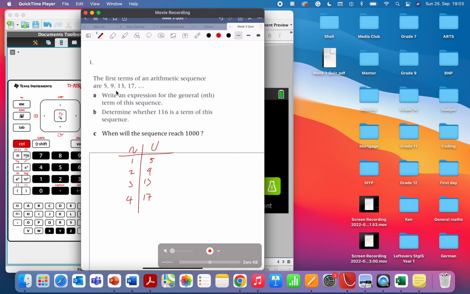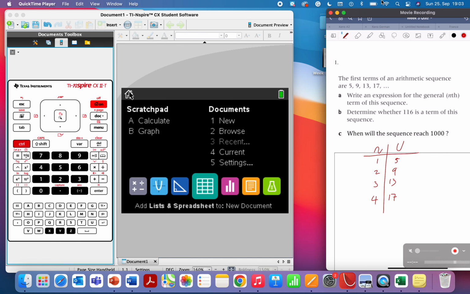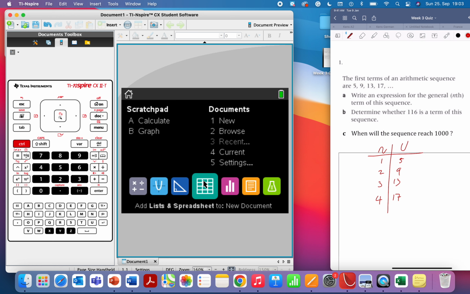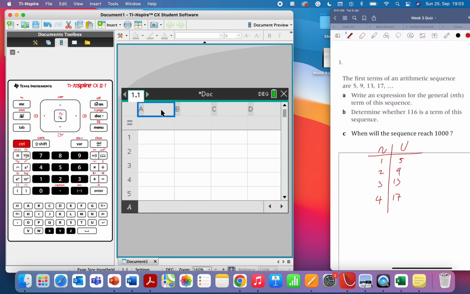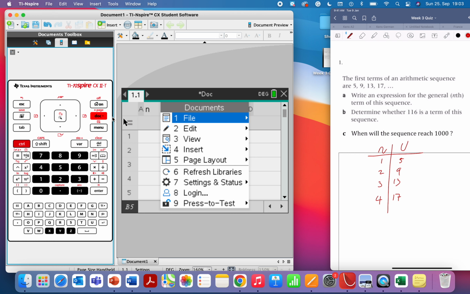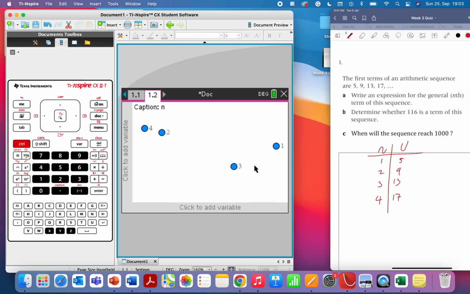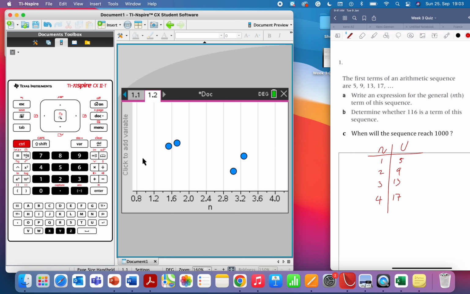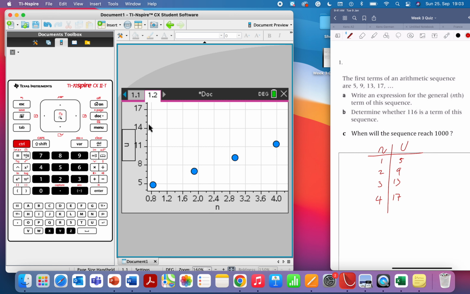All right, so n and u, and then we just go to our TI Nspire and we are going to put in a spreadsheet. We are going to put in n here. That's going to be 1, 2, 3, 4. We're going to put in u, sequence u, and that is the 5, 9, 13, and 17. Fantastic. Then we are going to go doc, insert a data. We're going to plot the data, the table of values we did.